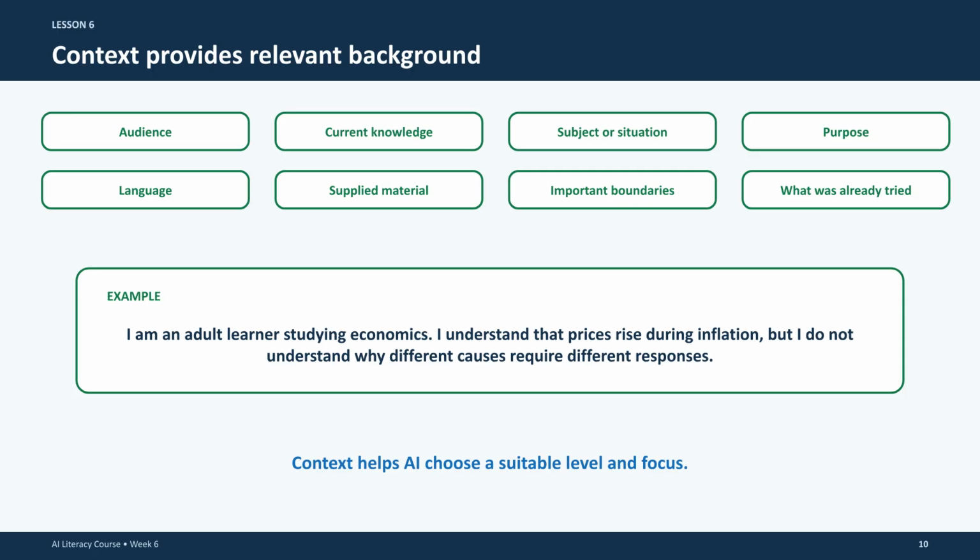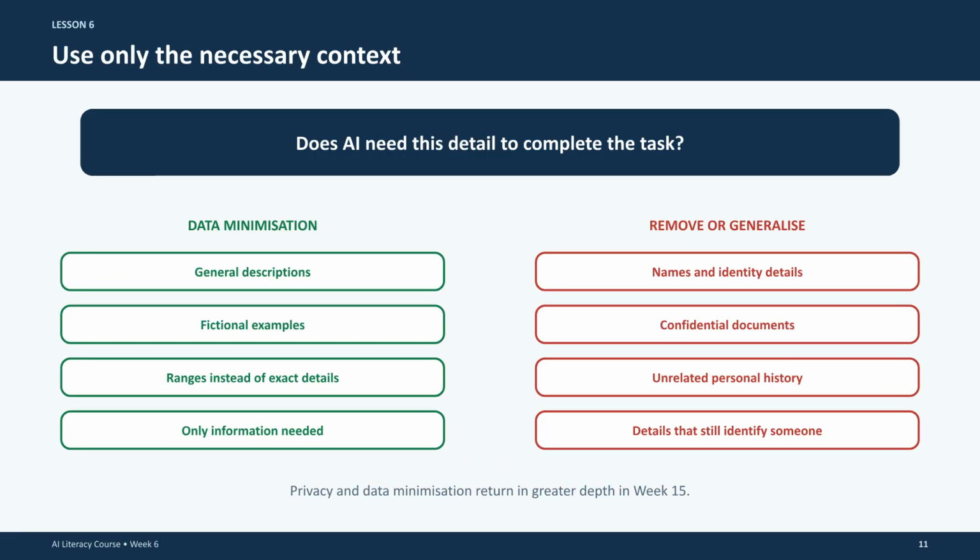Context is your opportunity to provide relevant background. By detailing your audience, current knowledge, or specific situation, you enable the AI to adjust the level and focus of its response to better meet your needs. While context is helpful, be mindful of privacy. Use data minimization techniques. Generalize details, use fictional examples, or provide ranges. Only include the information necessary for the AI to complete its specific task.